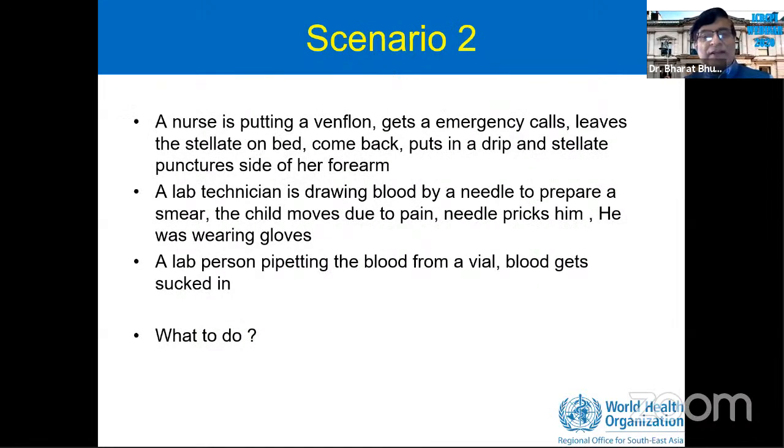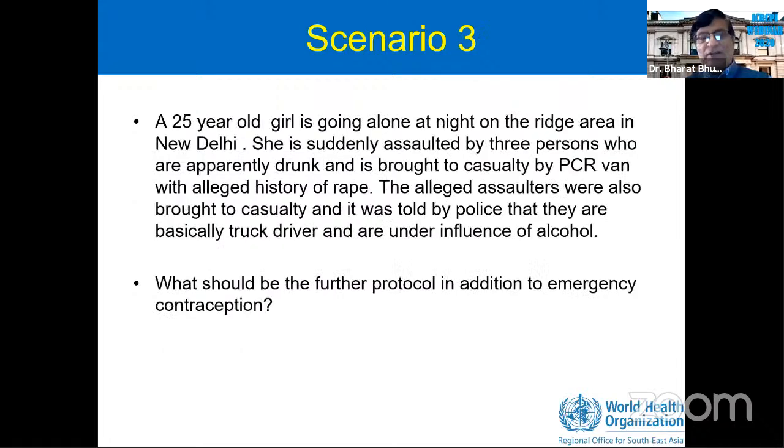We also see, and this is a real life scenario, a nurse is putting up a venflon, gets an emergency call, leaves the stylet on the bed, comes back, puts in a drip and the stylet punctures the side of the forearm, which is very common practice in public health hospitals when you have a number of patients. A lab technician drawing blood, the child moves due to pain, the needle pricks him. Similar thing, what should one do in such a situation?